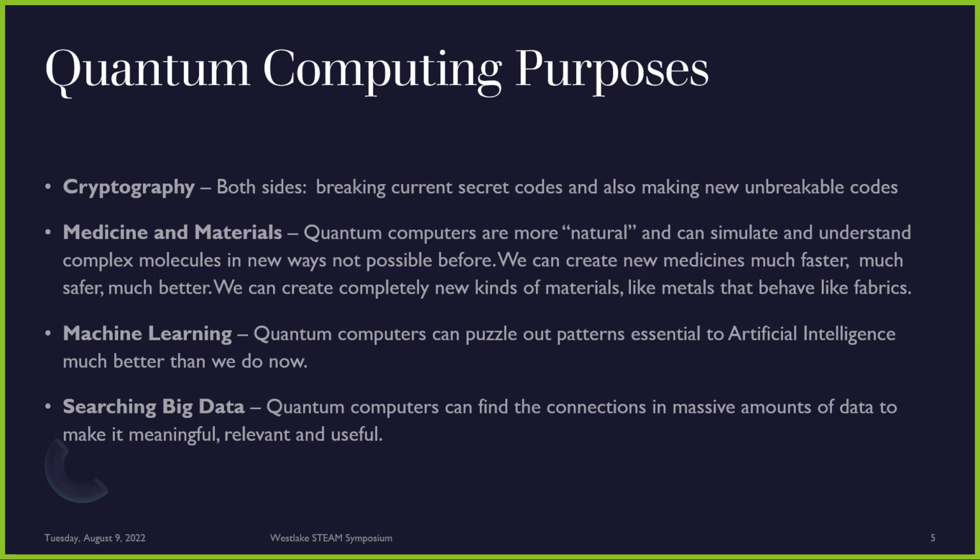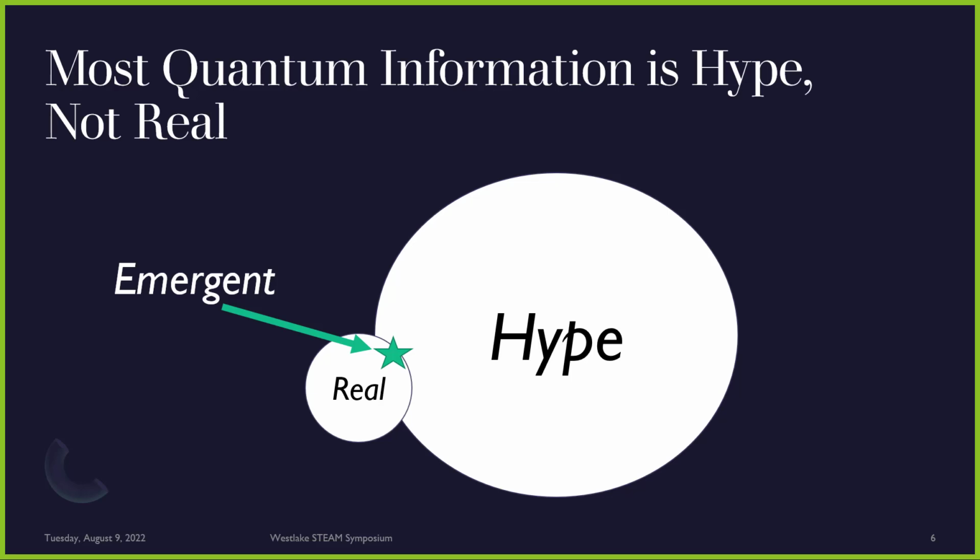Machine learning. Quantum computers can puzzle out patterns essential to artificial intelligence better than we do now. Searching big data. Quantum computers can search and find the connections in massive amounts of data to make it meaningful and useful. Most quantum information today is hype, not real. That's because it is an emergent science, where some of the most amazing ideas are actually both real and hype.